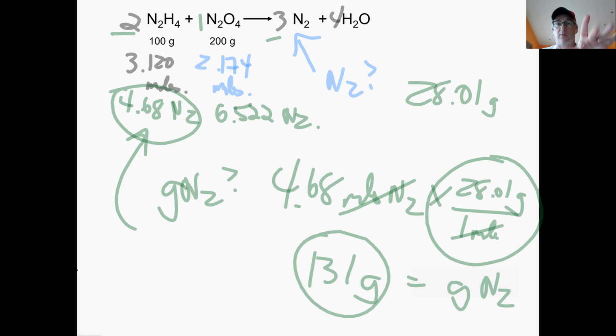The second part I want you to work on. The second part was how many grams of the excess is left over. So the excess is the dinitrogen tetroxide. And the question is, how much do we have left over? So I'll give you a couple of minutes and then we'll do that one as well.